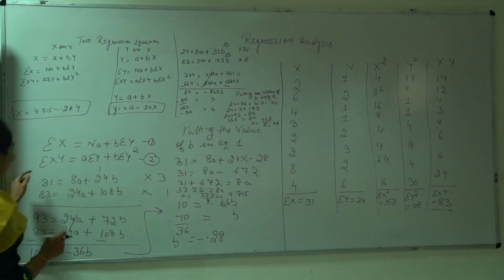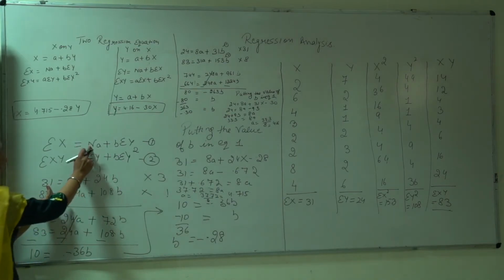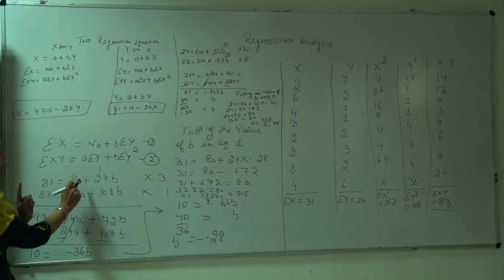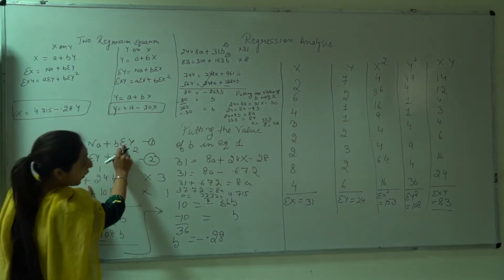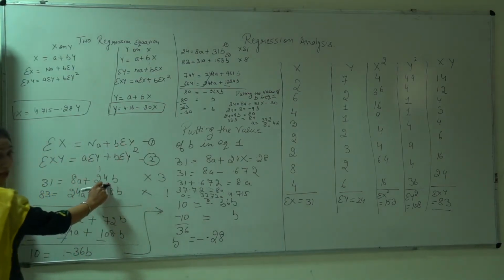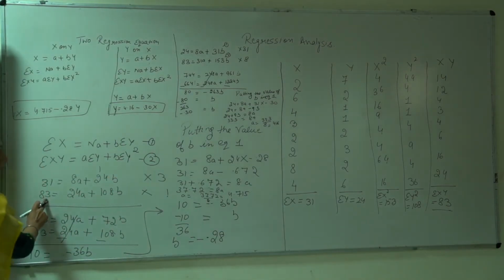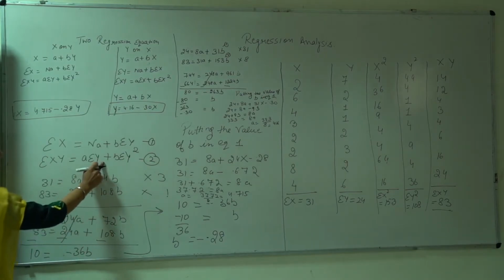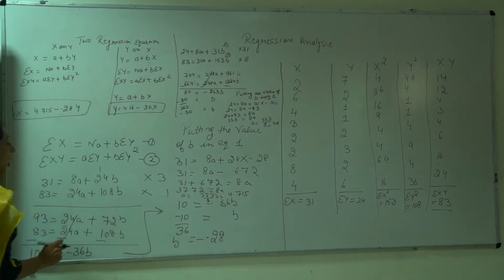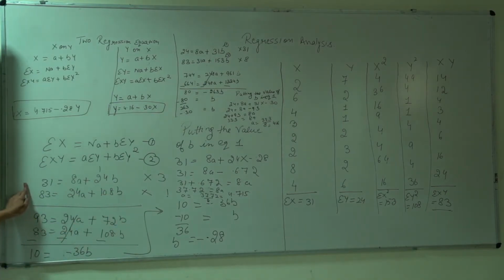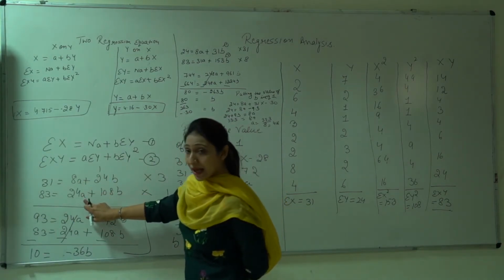Summation x is 31, as we have calculated, so 31 is equal to n, which is 8, times a, the constant, plus summation y, which is 24, so I put 24b. Summation xy is equal to 83, so I have put 83 here, with summation y 24 and summation y square 108. Now I have to solve the linear equations. So what I have to do is equalize the value of either a or b.